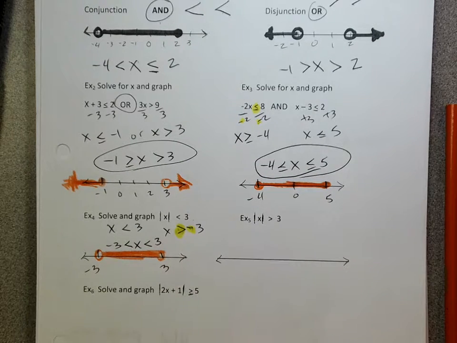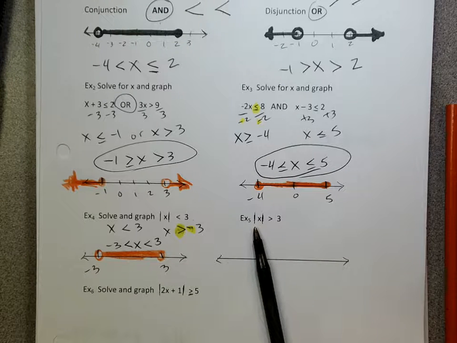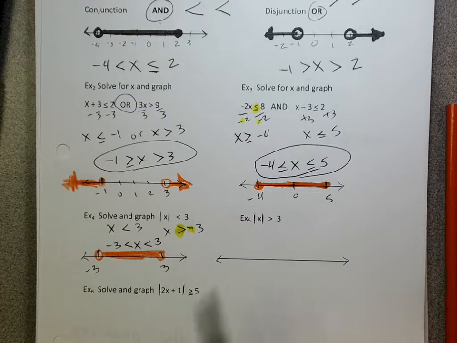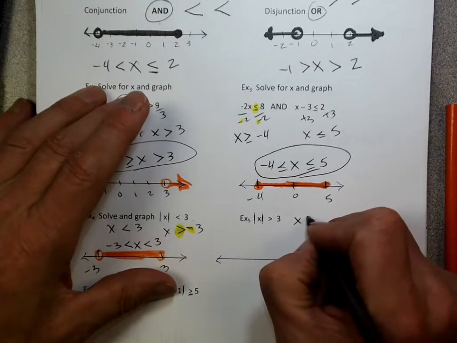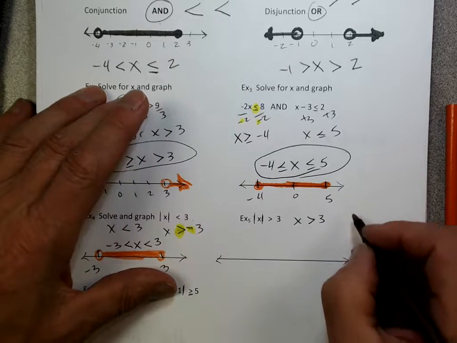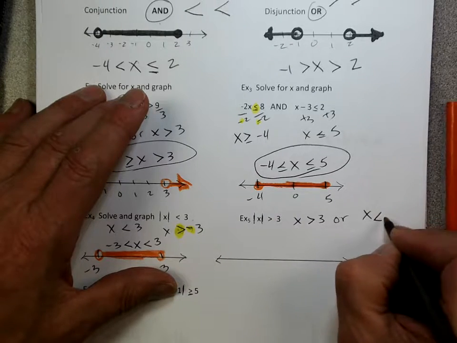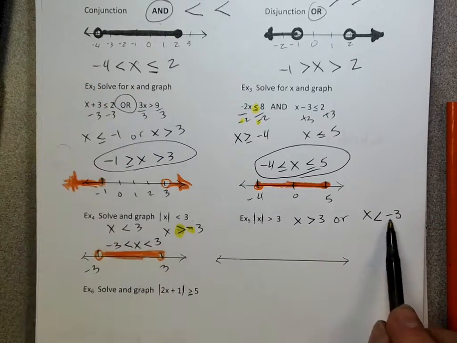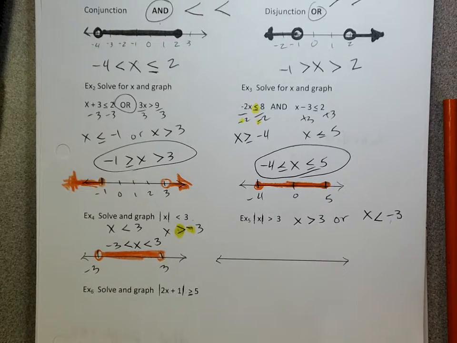Okay, this one, greater than 3 would be 4, 5, 6. But we also talked about negative 4, negative 5, negative 6. So we got two things going. We're going to have an x is greater than 3, or we'll have an x is less than negative 3. So when I make it negative, I turn the sign, right?